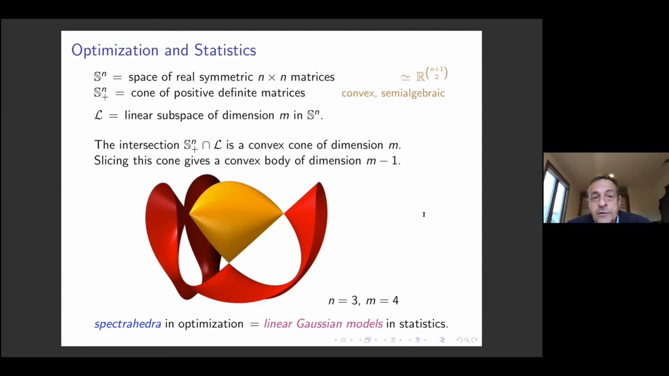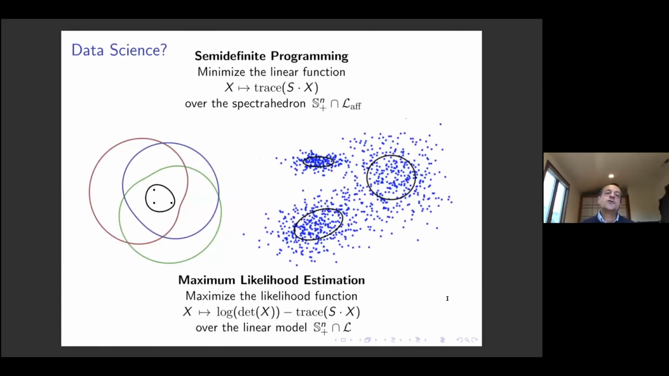Or put the other way around, semi-definite programming is the non-abelian version of linear programming, right? Because diagonal matrices multiply in an abelian way and general matrices don't. Now, in statistics, we're imposing linear constraints on either the covariance matrix or its inverse, the concentration matrix. So these are called linear Gaussian models. So this colorful picture either represents spectrahedra in optimization or linear models in Gaussian statistics. So here are the two optimization problems this leads to. So semi-definite programming, as I said, is to minimize a linear function over a spectrahedron. A linear function in matrix space can be written as the trace of a matrix product.